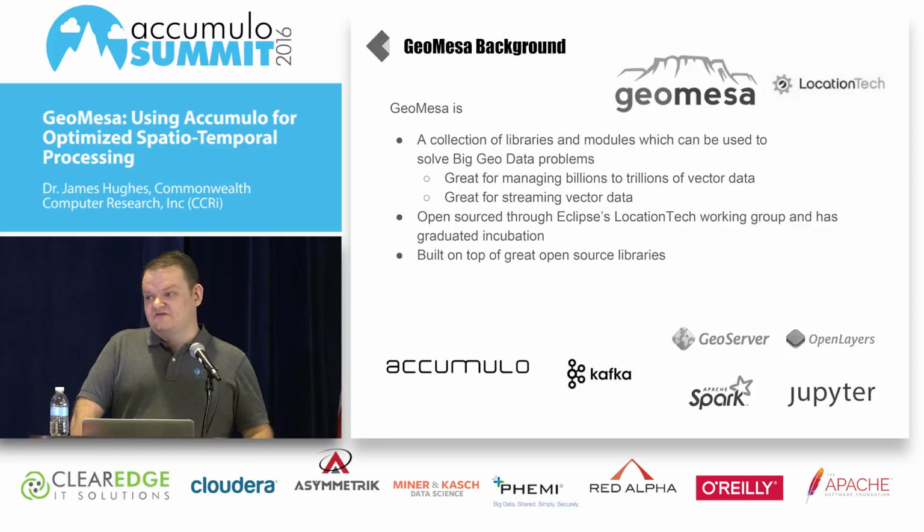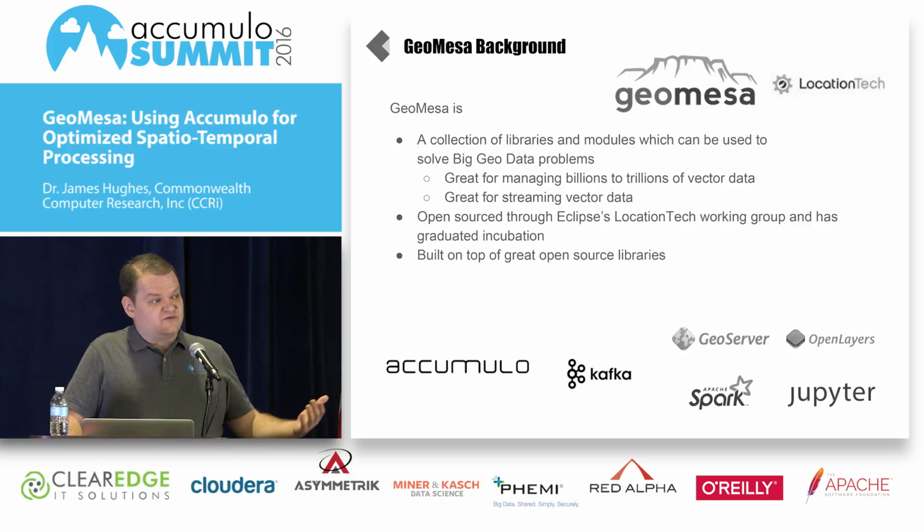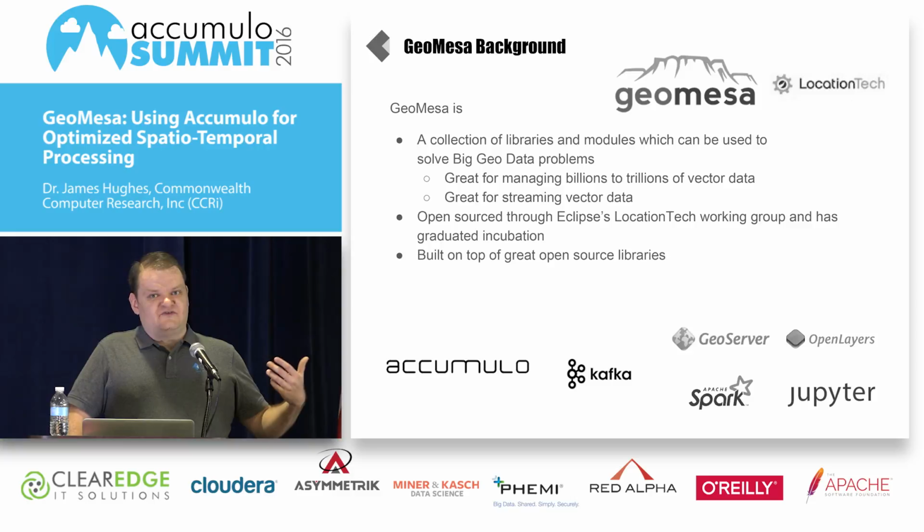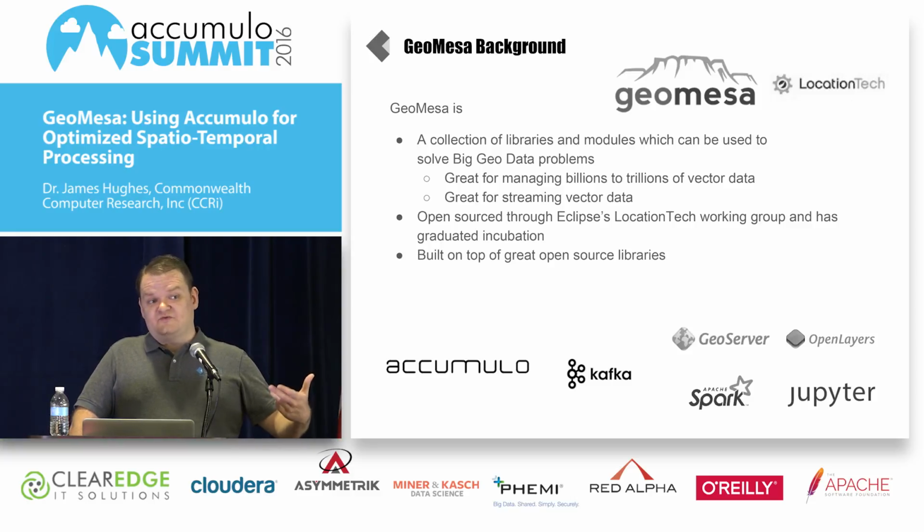And the great thing about GeoMesa, it's open source. We're building on top of other open source libraries like Accumulo. We also work with other Apache projects like Kafka and Spark to help us get streaming capabilities and other distributed computation. And there are a number of geospatial libraries that we pull in, like GeoTools, and we have ways to work with GeoServer for some of the capabilities there.